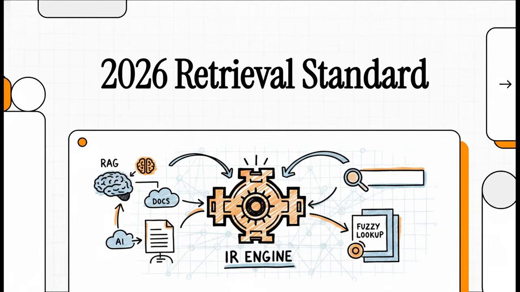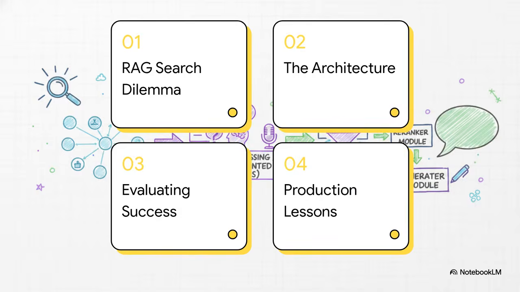Well, welcome to today's Explainer, where we're completely demystifying the production-ready retrieval architecture that powers modern AI. Information retrieval is the absolute engine under every retrieval-augmented generation system, every single search bar, and every fuzzy document lookup. We're tearing down the academic theories and looking exclusively at the 2026 standard that actually works in production. Let's get into it.